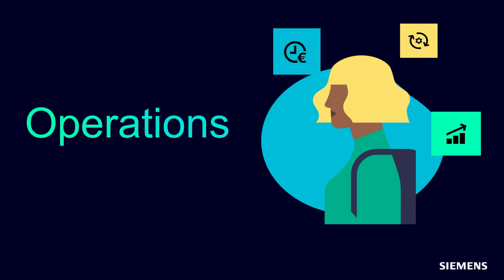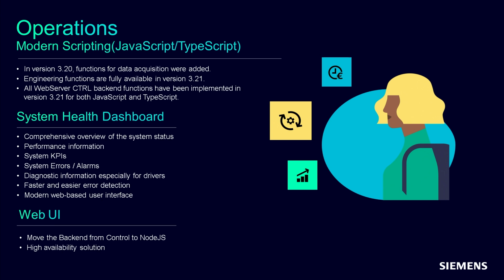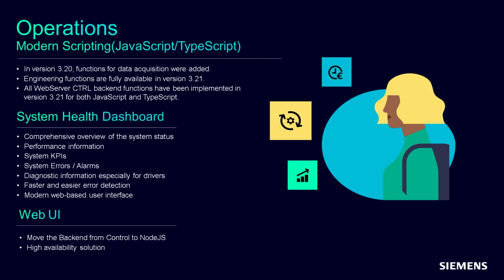Next topic is operations. Here we will come up with the already available JavaScript manager in version 3.20, and we have added now the missing functions so that we have included now all functions what you had available in control for control managers. So now you have the possibility to use JavaScript for all your business logic in WinCC OA.